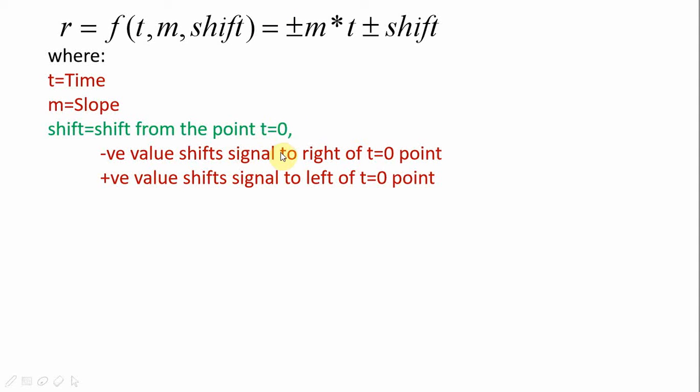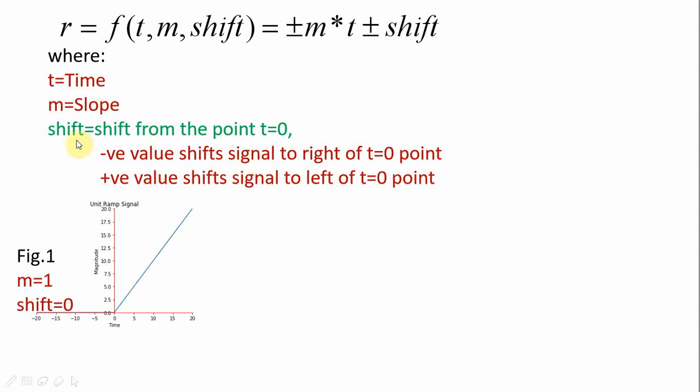A negative shift indicates that the signal is shifted to the right of the t is equal to 0 point, and a positive shift indicates that the signal is shifted to the left of the point t is equal to 0. A shift equal to 0 indicates that it starts at t is equal to 0. For example, the ramp in figure 1 has a slope of 1 and shift equal to 0. Slope is 1 means positive 1.